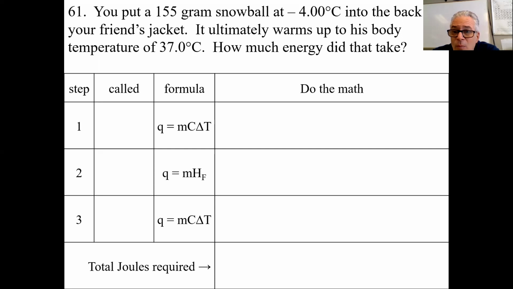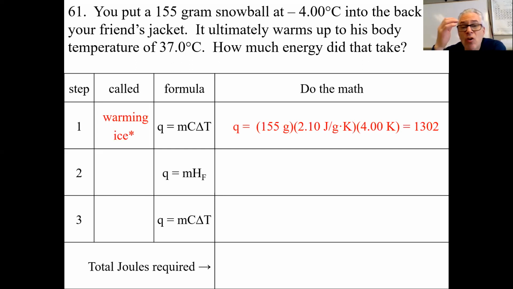Now, this is tricky. We have to go really slow, but it should be obvious. The snowball is below freezing. It's frozen at -4. What temperature does it melt? It melts at 0. Can't melt yet. When you throw it down his back, it can't melt. First, you have to warm it up. First, you have to warm it up to the melting point. That's the first amount of energy. So the first step is a delta T problem below the freezing point.